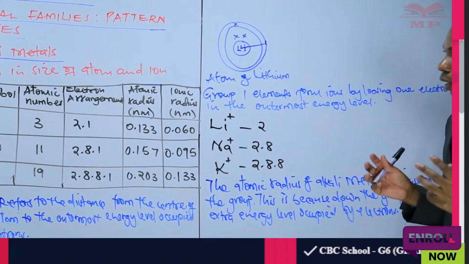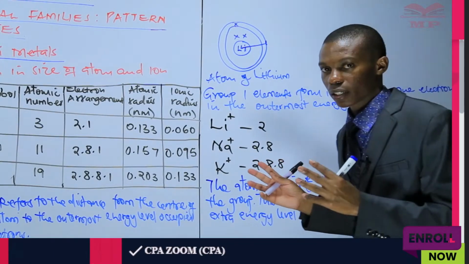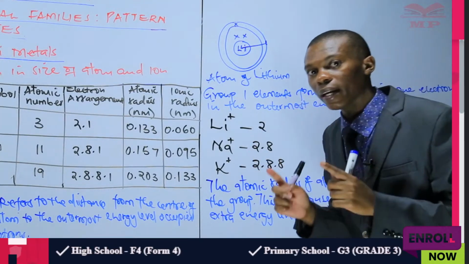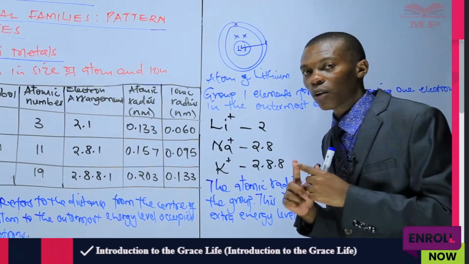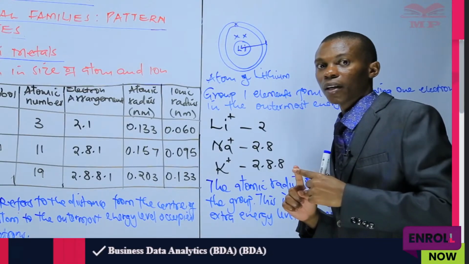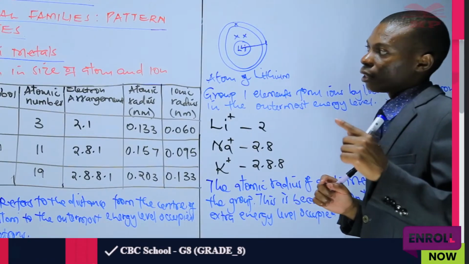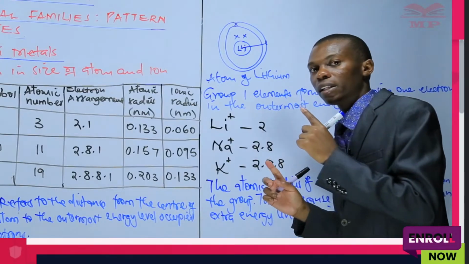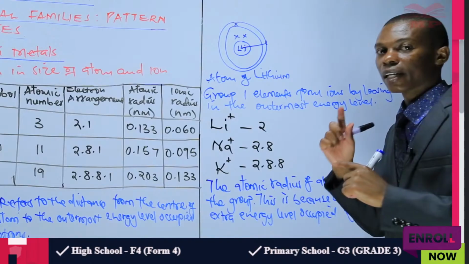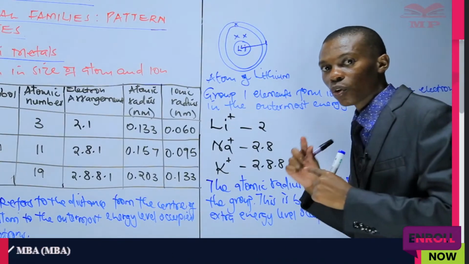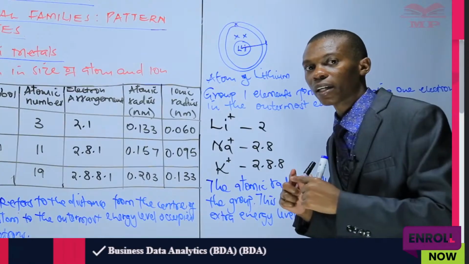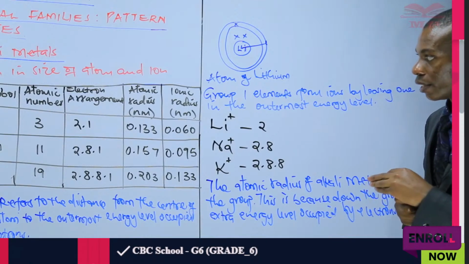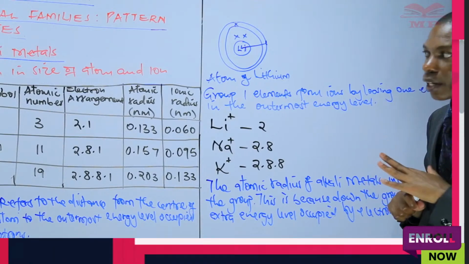So again, each of the 3 elements has lost 1 electron from the outermost energy level. Still, the ionic radius down the group increases, because down the group there is an additional energy level which is occupied by the electrons. And that's why the ionic radius also increases, just like the atomic radius, down the group.